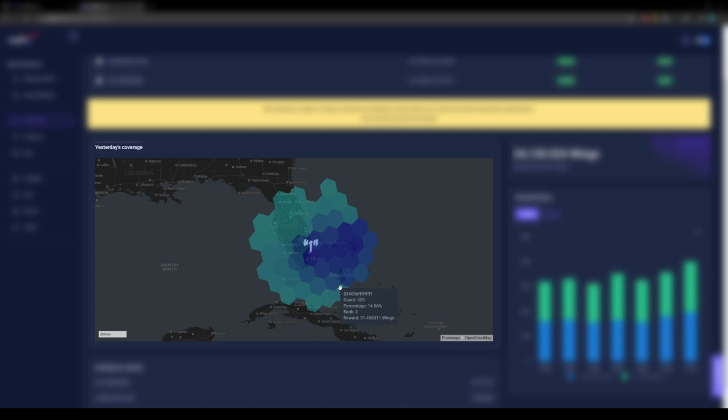So you can tell that Florida is obviously reasonably flat, so the number of hexes covered between the ocean and the actual land is going to be pretty decent.